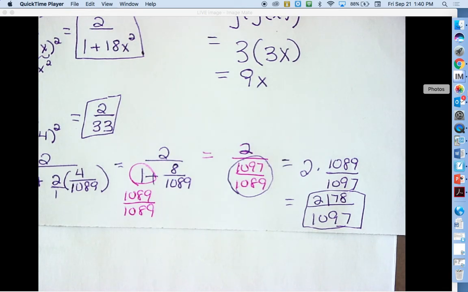And you had a calculator to help you. It's not like I said don't use a calculator.